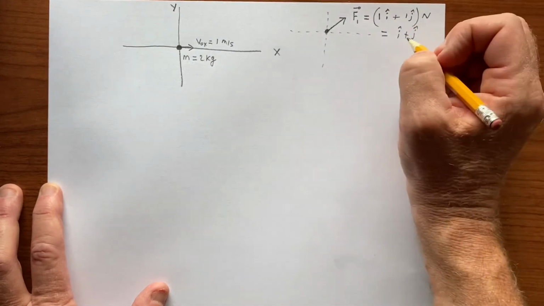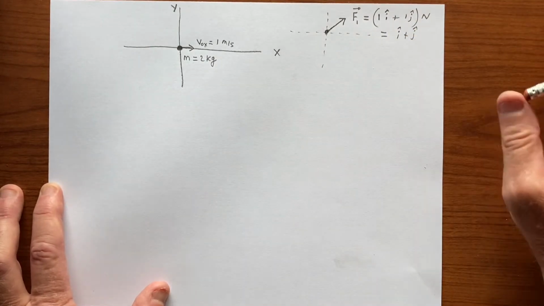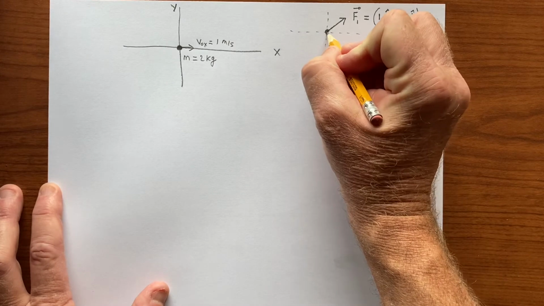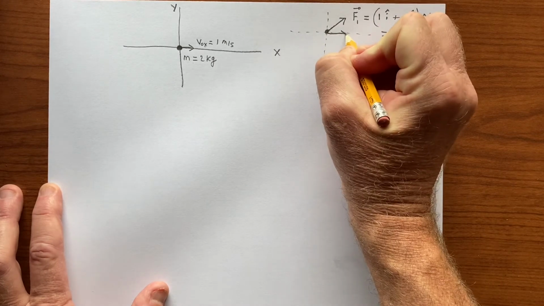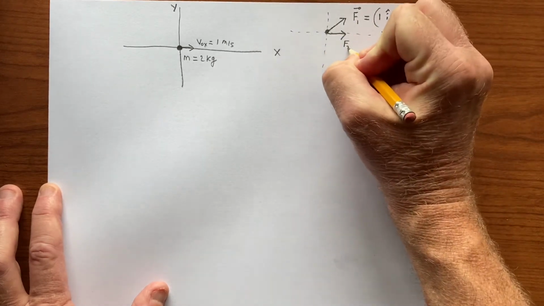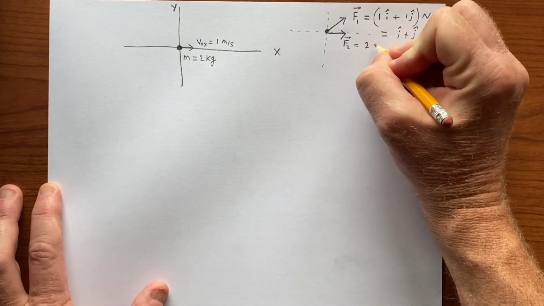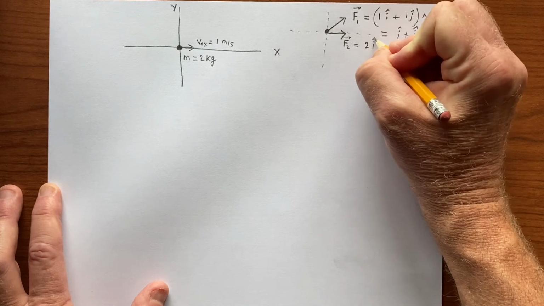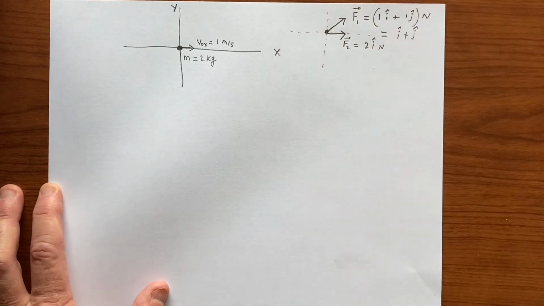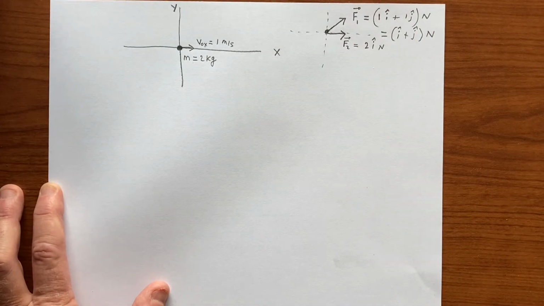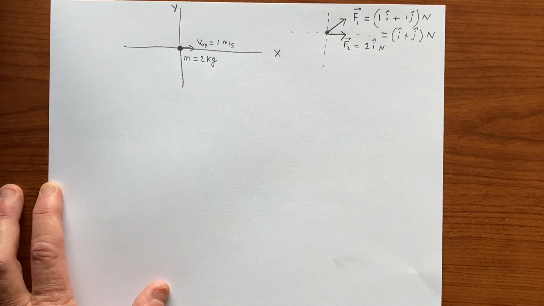And say another force, which is, what do we want to do? Let's say it's just along that direction, call it F2, and make it, I don't know, it's 2 newtons. So it's 2 I hat newtons. Let's find the acceleration, velocity, and position vectors as a function of time.